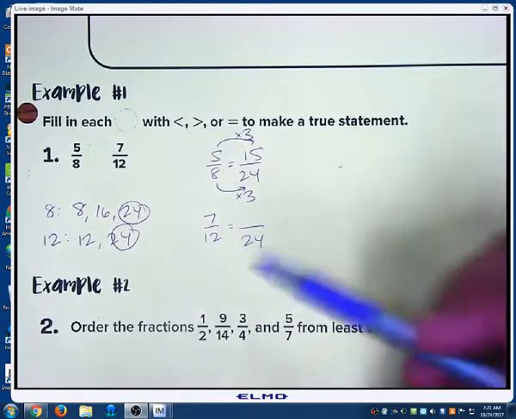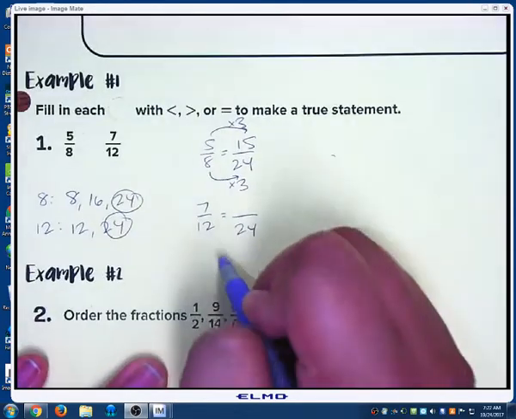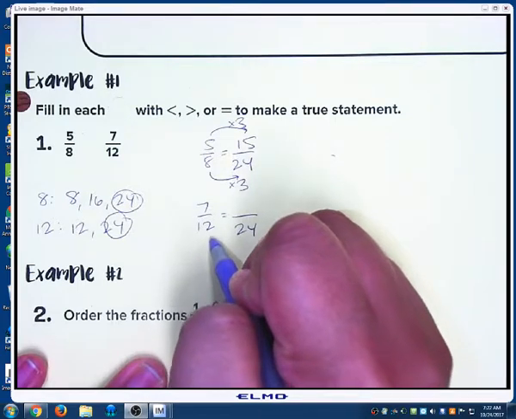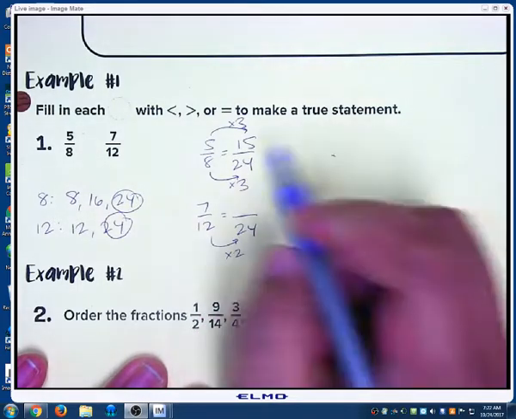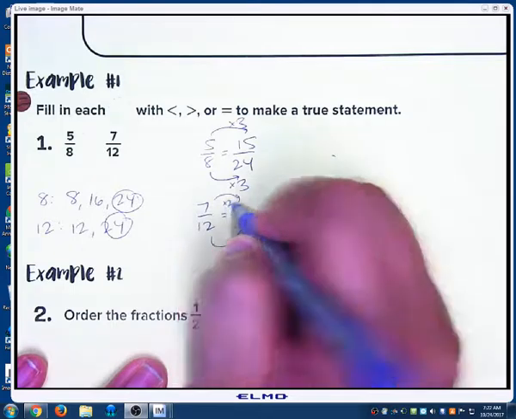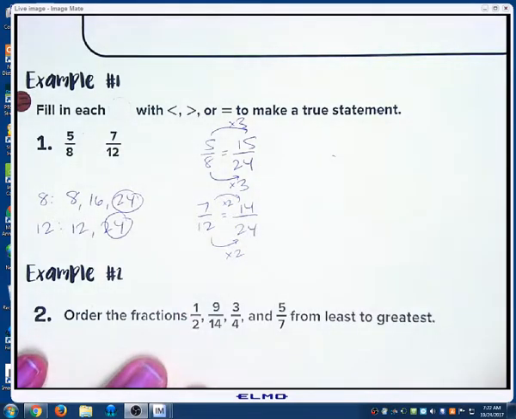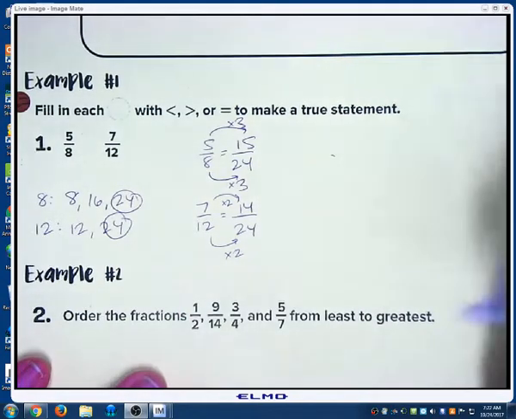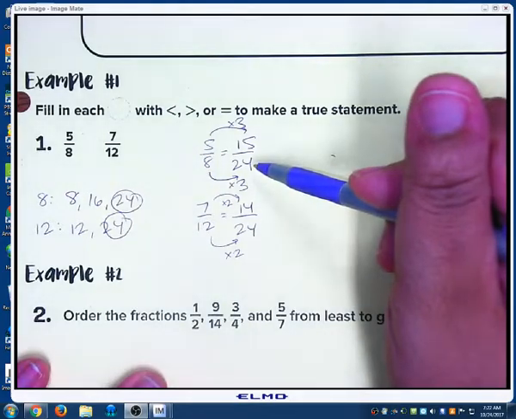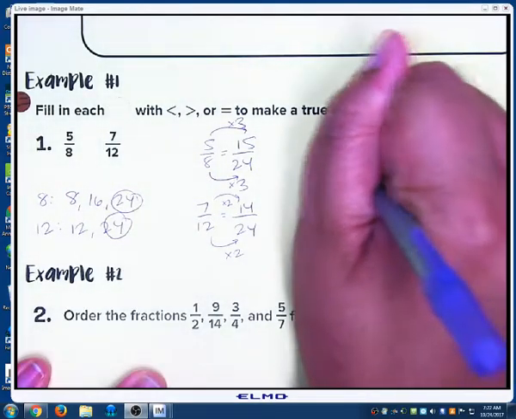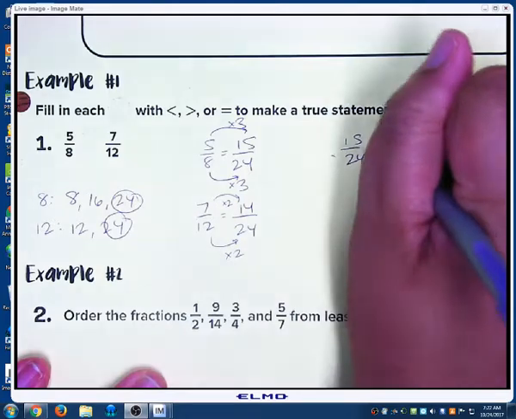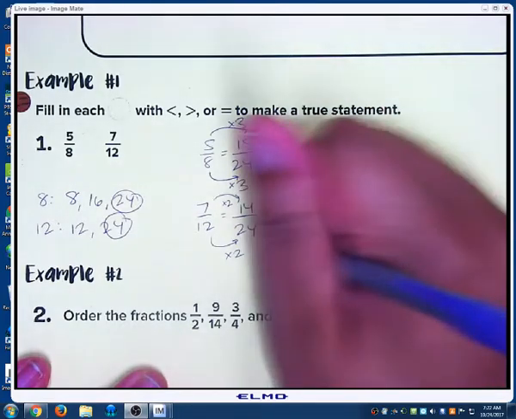Do the same thing with 7/12. How do I get from 12 to 24? I multiply by 2. So I do the same thing to the top. 7 times 2 is 14. So I have two fractions. I have 15/24 now, and I have 14/24.